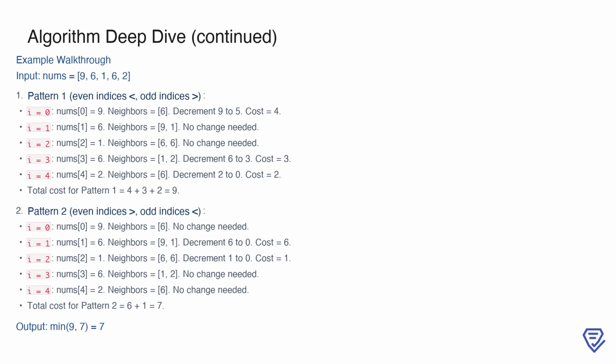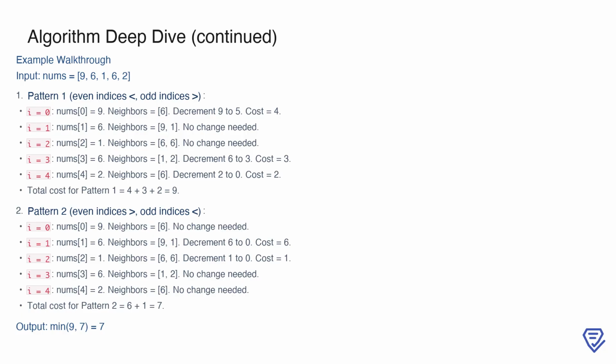For pattern 1, where even indices are less and odd indices are greater, we calculate the cost for each index. At index 0, we decrement 9 to 5, costing 4. At index 1, no change is needed. At index 2, no change is needed. At index 3, we decrement 6 to 3, costing 3. At index 4, we decrement 2 to 0, costing 2. The total cost for pattern 1 is 9.